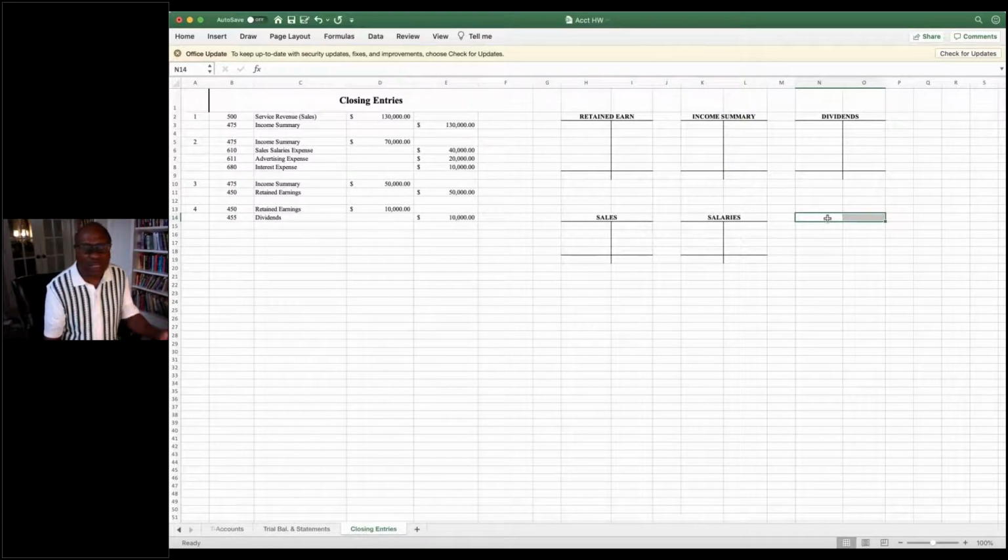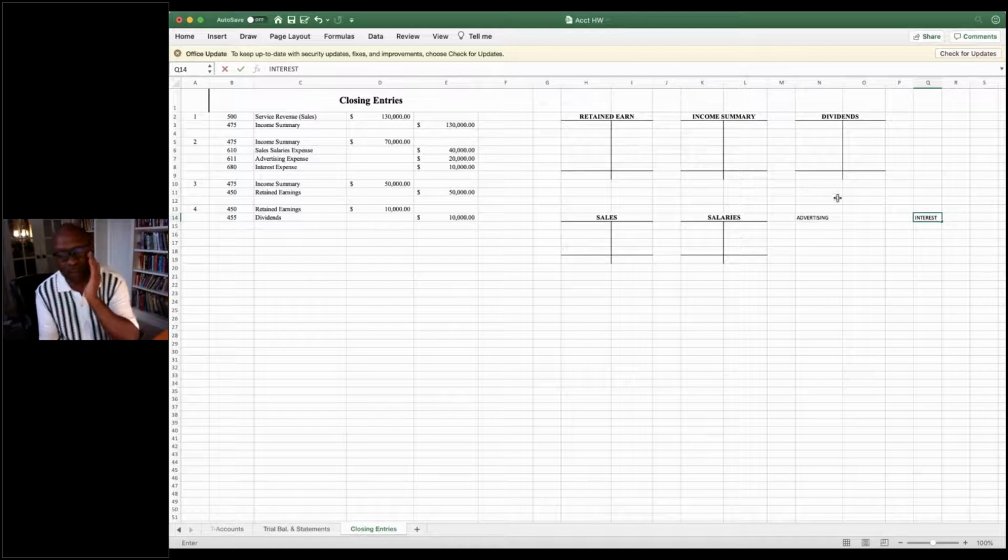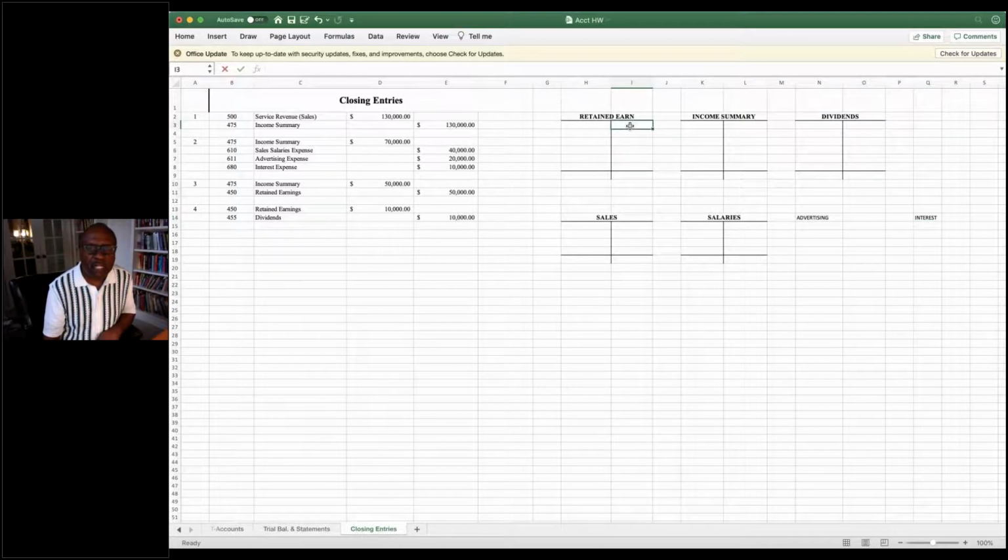Type of emerging plumbing. Salaries, so having here with the advertising. I'll come over here and I'll put the interest. I guess there's a way to merge those cells, but we won't worry about that now. Now, beginning retained earnings was what? It was 0. Maybe 0?